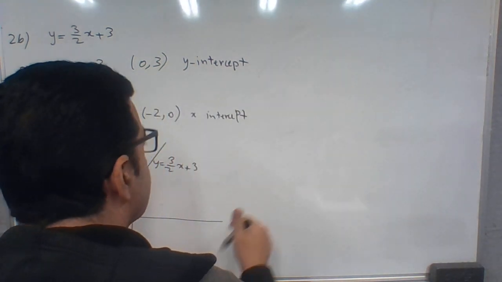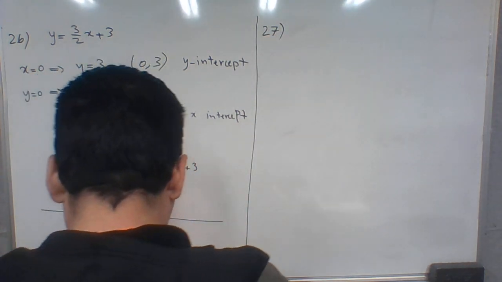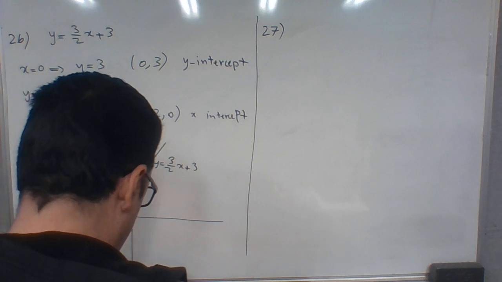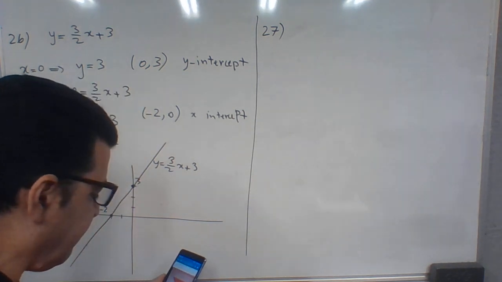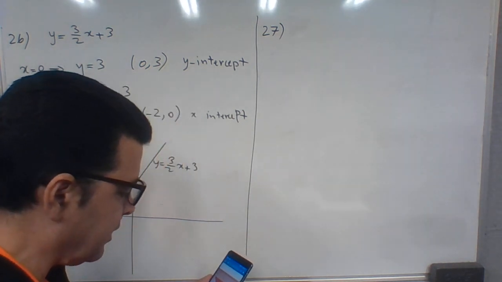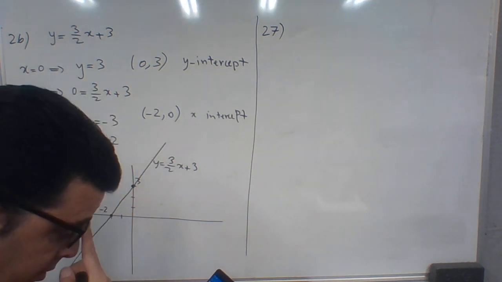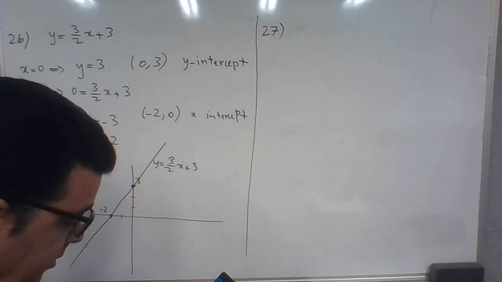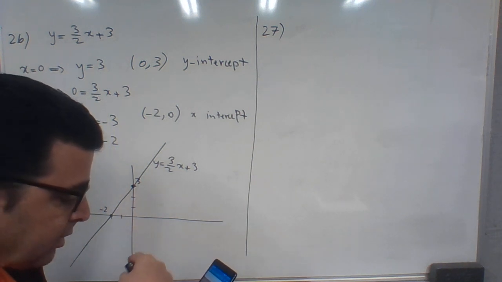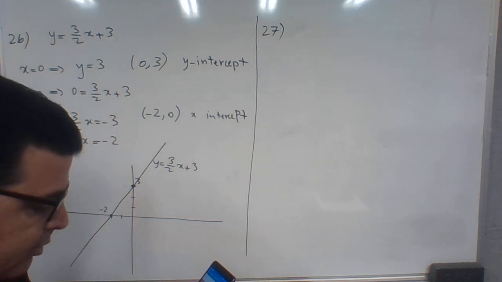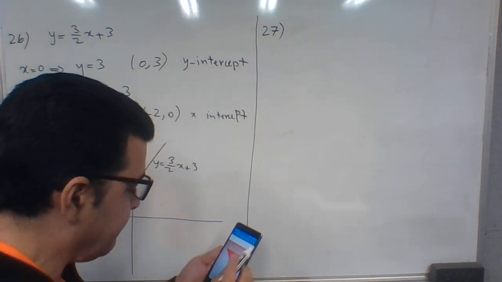Number 27. From the graph below, write the shaded region as an inequality. You see that this is a line, and the region on top is shaded red. So first, let's find the equation of the line.